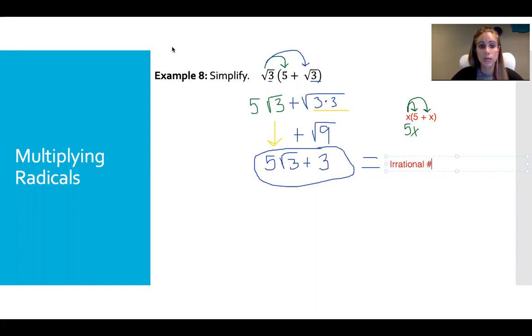But if we wanted to specifically look at our 3 here, oops, I should have changed the color. If we want to specifically look at our 3 here, that 3 itself is a rational number because the square root of 9 is a perfect square, so that square root disappeared, which made it a 3, and a 3 is a rational number.